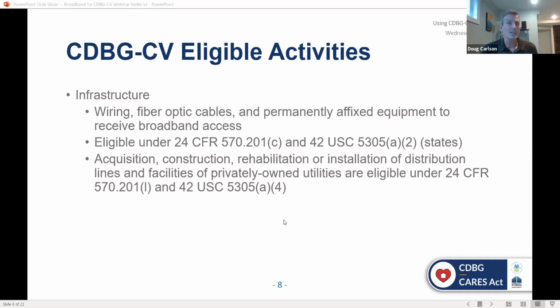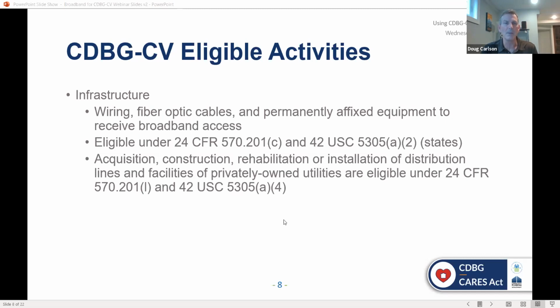So infrastructure, lots of folks are familiar with infrastructure. We do it all the time with CDBG in different ways. We think a lot of streets and sidewalks and other types of activities that are done with respect to public infrastructure and private infrastructure, but it certainly could include broadband as well. So infrastructure activities for broadband with CDBG-CV could include the first bullet items: wiring, fiber optic cables, other permanently affixed equipment that helps broadband access capability in a community or in a housing development or some other type of project, a public facility, something similar to that.